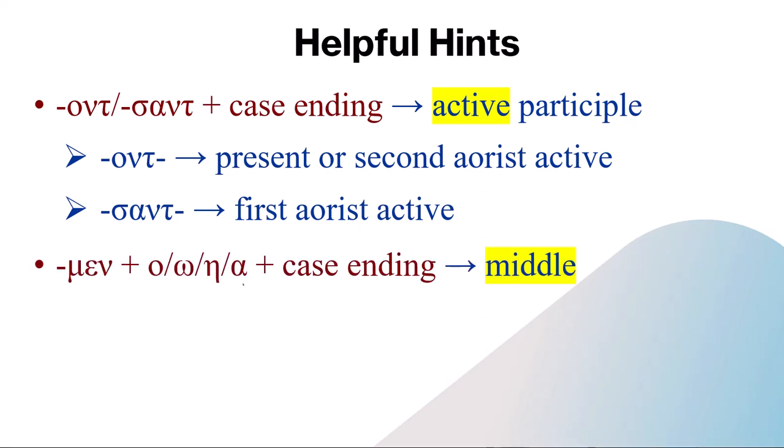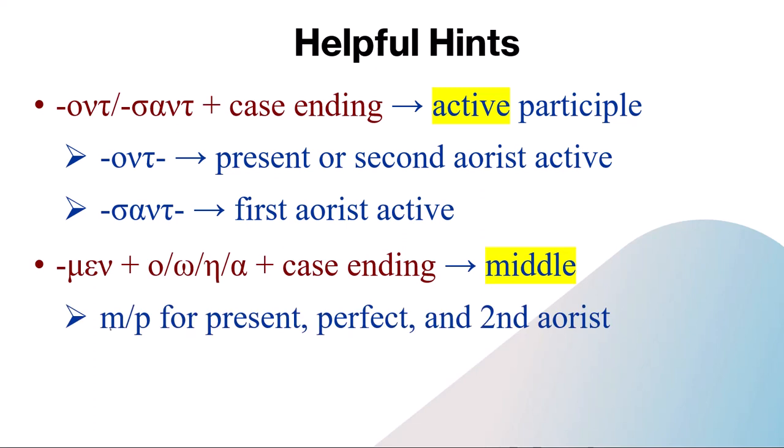The next helpful hint comes with the men. We see a men in the middle of a verb, and then whatever comes after it, an omicron, omega, eta, alpha, plus a case ending, then we're going to be thinking middle at least, and in some cases middle passive. It will be middle passive for present tense, perfect tense, and second aorist tense, and it will be middle for first aorist. So if I see a men in the middle of a verb, I'm really thinking middle. And depending on the tense, it also might be passive.